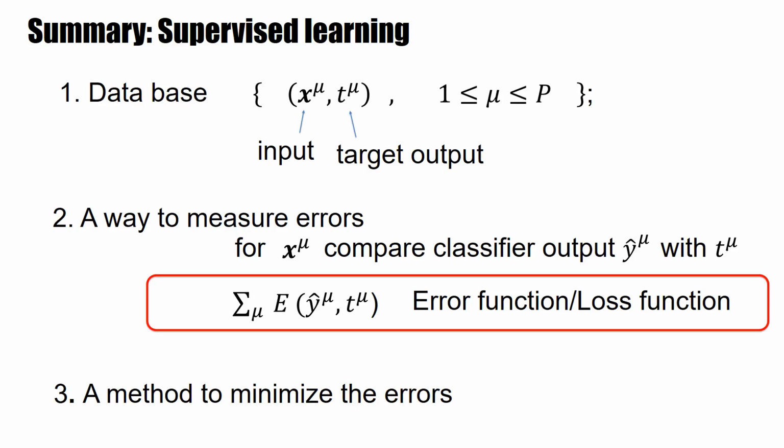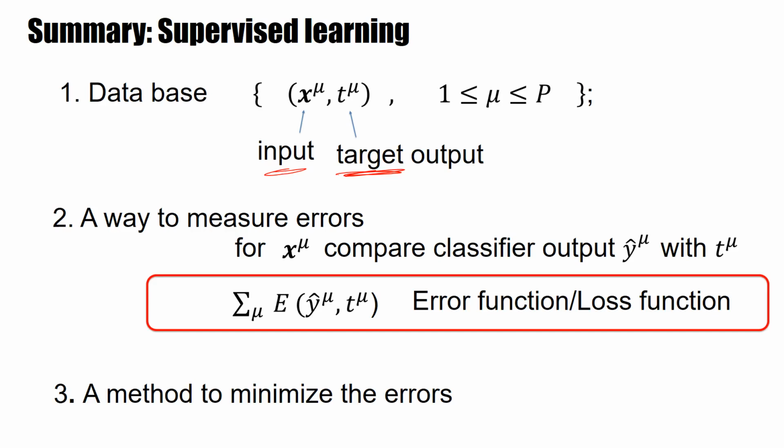To summarize, supervised learning needs a database where we have input together with a target output. So it means data is labeled. It means it's costly because a human annotator has to go over the data in most cases.